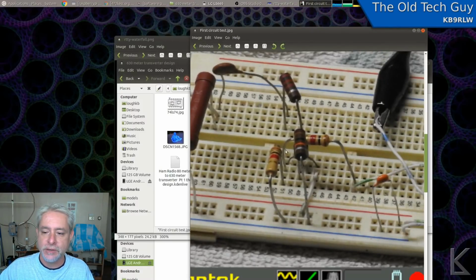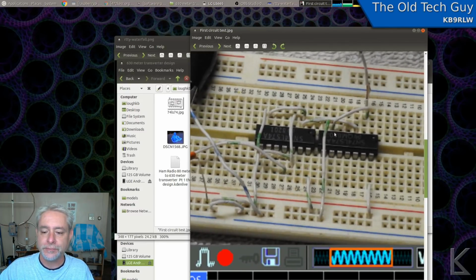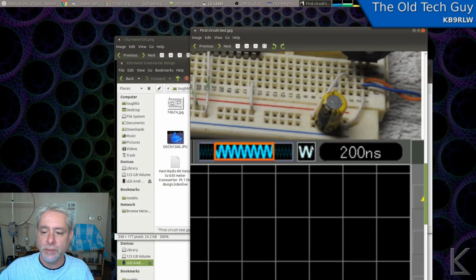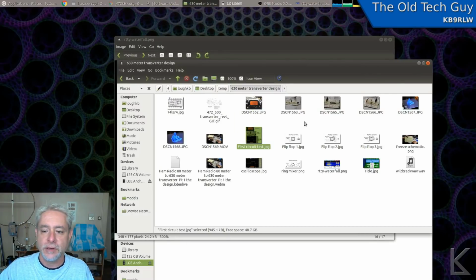I had a single transistor circuit here that kind of squared it off into a pulse that could trigger the flip-flops here. And the result was that I got 474.2 kilohertz out of the flip-flops with a square wave, which would be fine to drive the Class E power amp. And I was all excited. I'm like, hey, this is gonna work. So I did a video on the design, and I overlooked something.